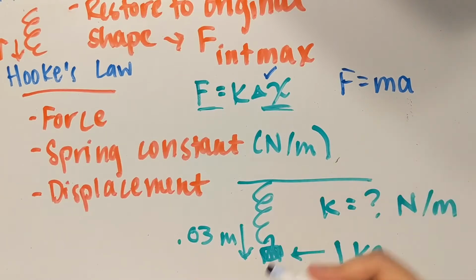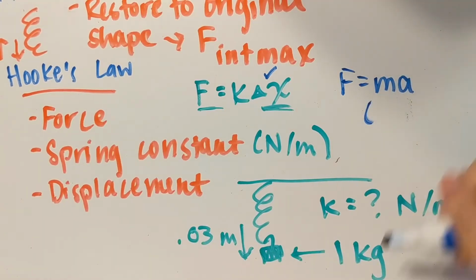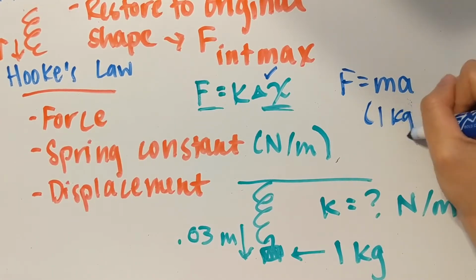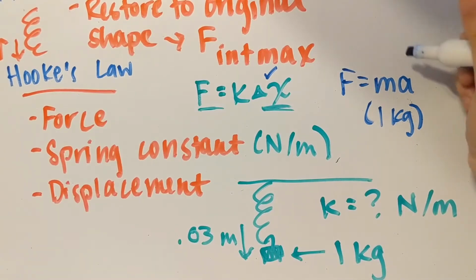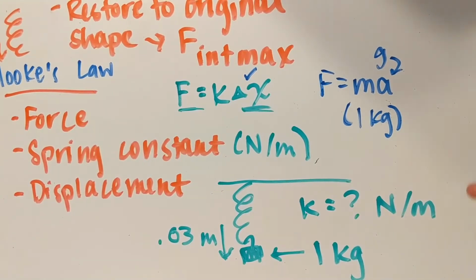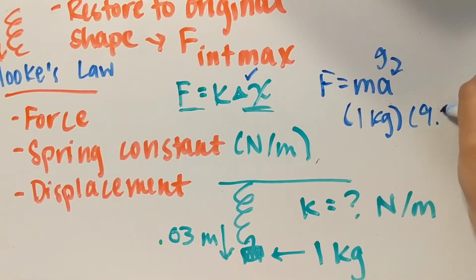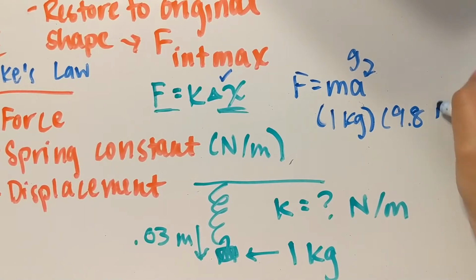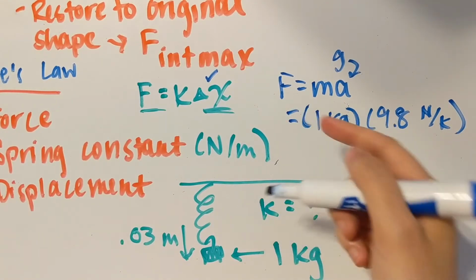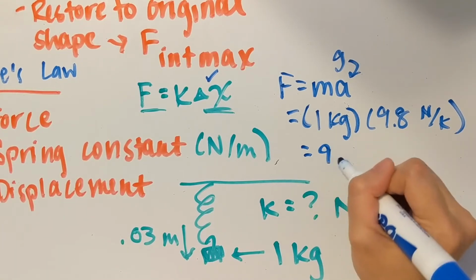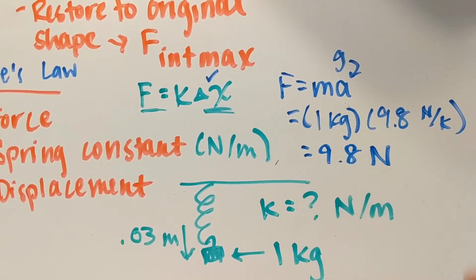So the force that this weight is applying onto the spring is going to be its mass, which we know is 1 kilogram. And since the mass is going to be pulled down by the acceleration due to gravity, we can use little g and substitute that in for the acceleration. So that's going to be 9.8 newtons per kilogram. So now we can solve for the force, which is going to be 9.8 newtons.